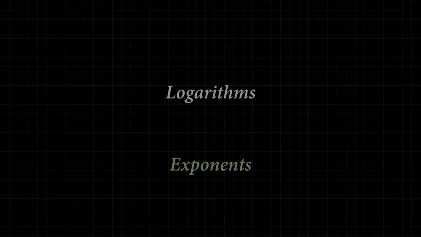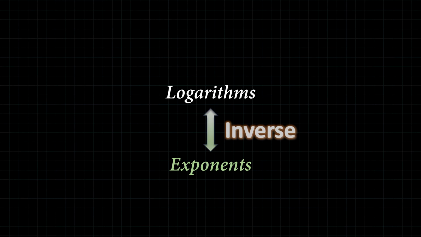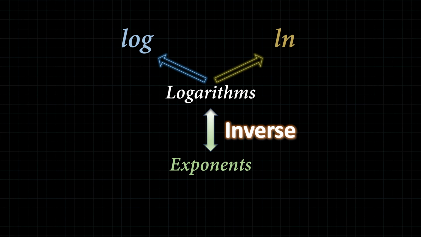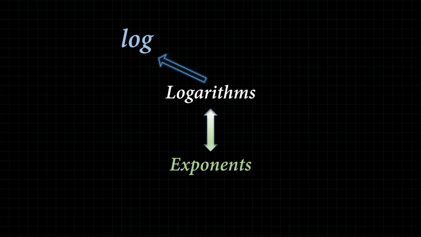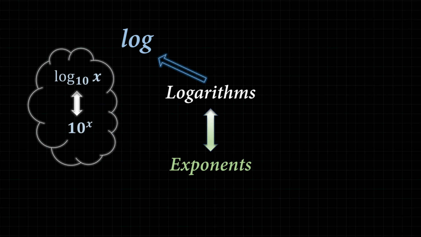When learning logarithms, it's important to keep in mind that they are closely related to exponents. In fact, they're inverses of each other. On top of that, logarithms can be just a common log or a natural log, ln. Let's first take a look at the relationship between common logs and exponents. Here, we see an inverse relationship between an exponential function and a logarithmic function. Notice how the exponential function has a base of 10, which is the same for our logarithmic function as well.